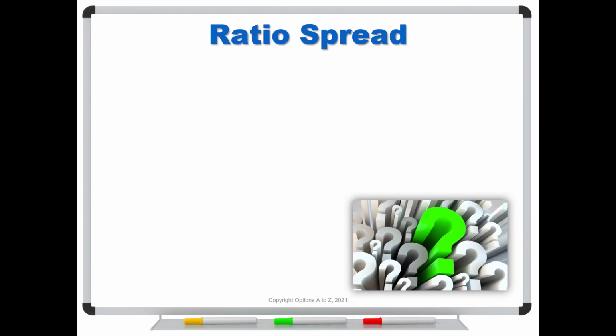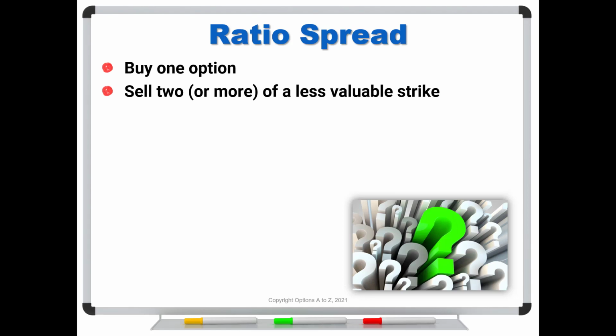Well, like the name implies, it is a spread, which means we're going to be buying something and selling something, and they're going to be in different proportions. So basically, we are going to buy one option and we will sell two or more of a less valuable strike, assuming we have the same expiration. I have to write it this way because it depends on whether you're using calls or puts.